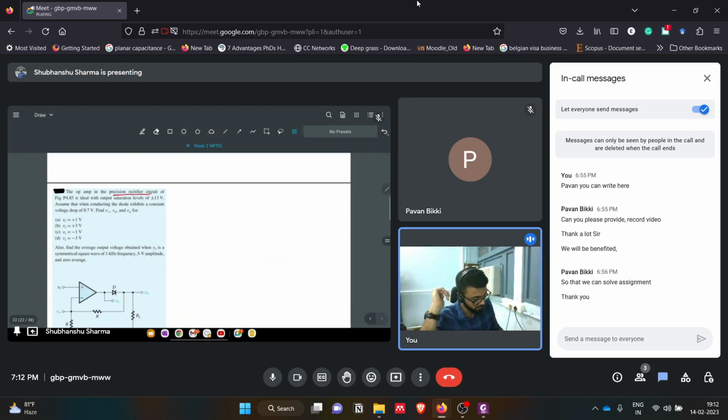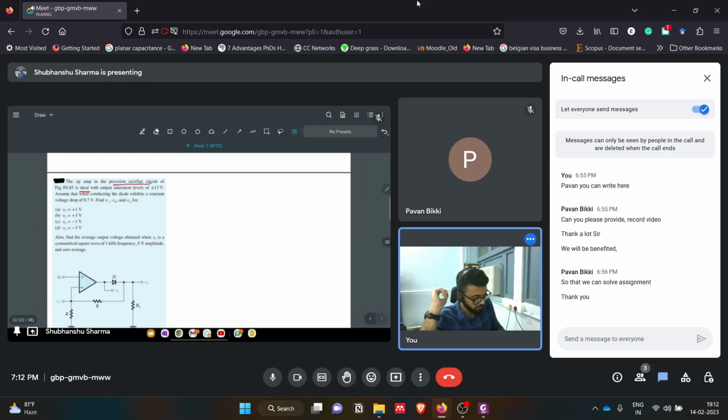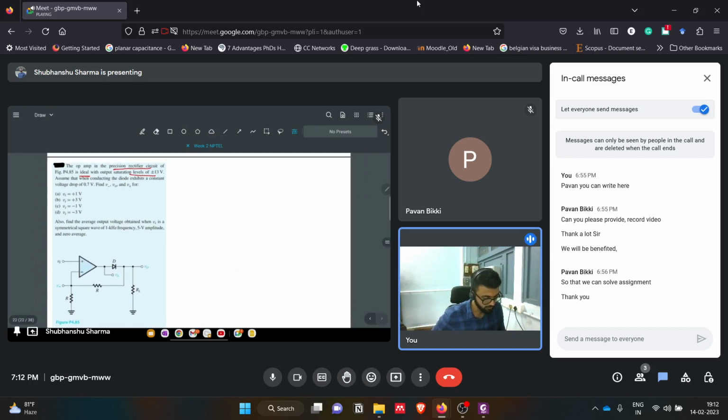So they are using the diodes, and we need the output saturation levels for this. Once you read this question, assume that a conducting diode exhibits a constant voltage drop. Okay, the op amp is ideal, but not the diodes. Diodes have a drop of 0.7 volt across them. So we needed what? V minus, V naught, VA. This is V minus, this is VA, V naught. So what will be the values based on these parameters?